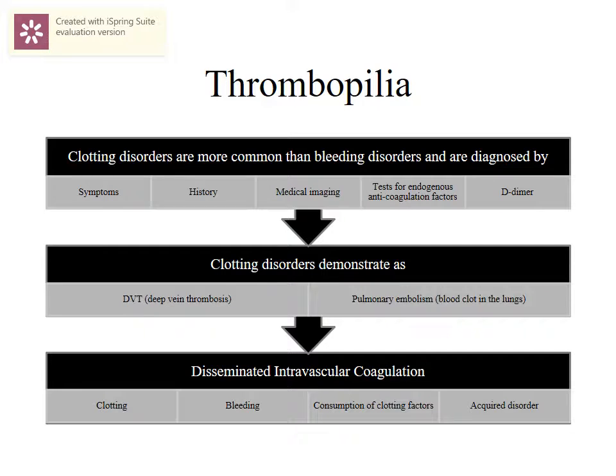Thrombophilia, again, the tendency to form blood clots. You should know a little bit about how blood clots or thrombophilia is diagnosed, what a deep vein thrombosis or a pulmonary embolism is, and then you should also understand about disseminated intravascular coagulation and what is essentially happening there.